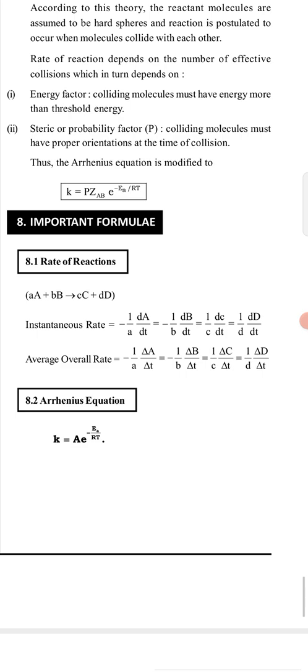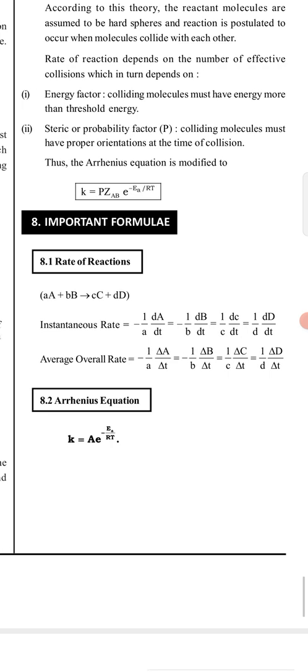So the instantaneous rate of the reaction equals minus 1 by A dA by dt, equals minus 1 by B dB by dt, equals plus 1 by C dC by dt, because they are the products and the concentration of products is continuously increasing and the concentration of reactants is continuously decreasing by this rate. So we can represent it like that. Already we have discussed that point, and the Arrhenius equation also, k equals A e to the power minus EA by RT. So by this equation we can say how the rate constant depends upon the temperature.